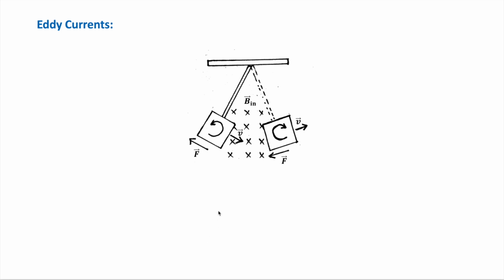The opposite is true when the plate is leaving the field. Then the magnetic flux into the page will be decreasing, and the eddy current will be clockwise, to oppose this decrease. And the retarding force due to eddy currents, as you can see, is opposite to the motion when the plate either enters or leaves the field, and therefore the swinging plate will eventually come to rest.